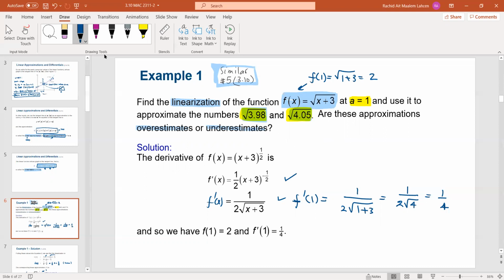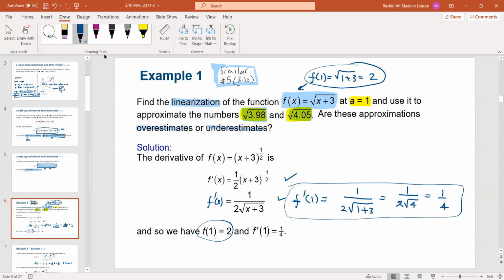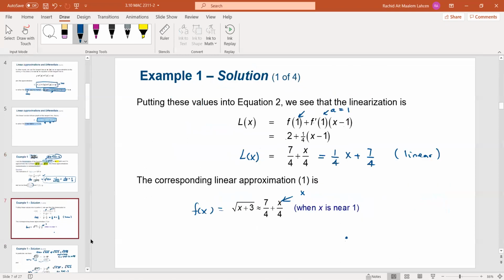Now, based on the formula, we need f of 1, because a is 1. f of 1 is 2, which is here. f prime of 1 is here, it's 1/4. Once we have these two values, now we can put them in that tangent line approximation.